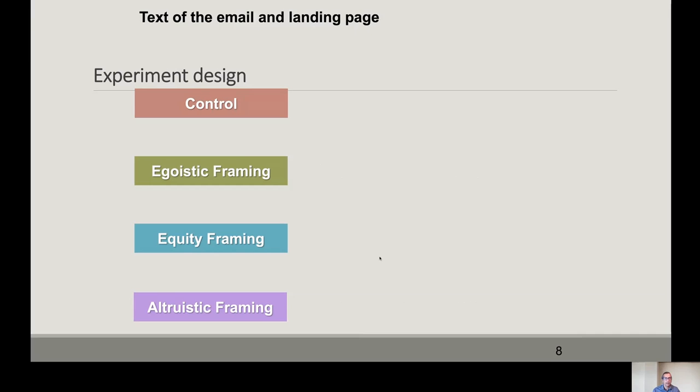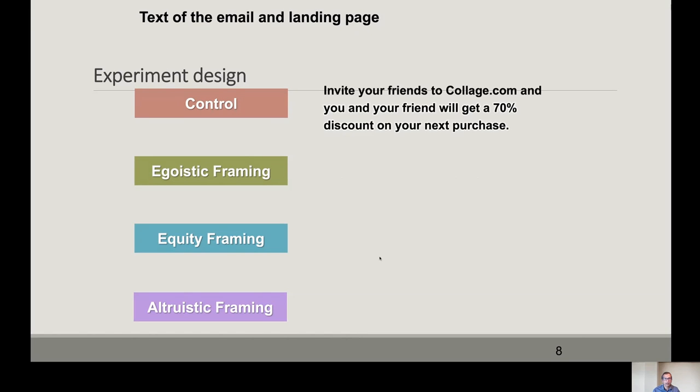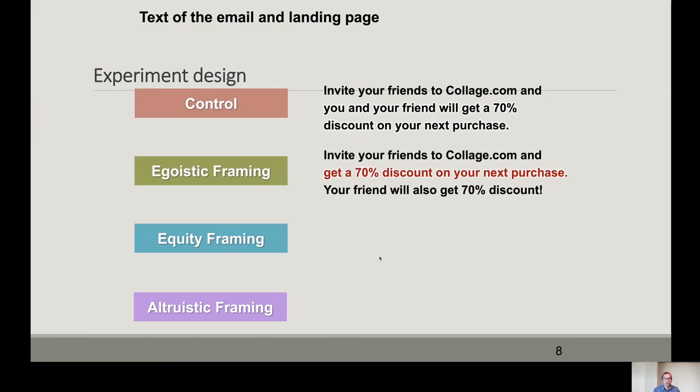So in terms of the text of the email and the landing page, the control group said, invite your friend to collage.com and you and your friend will get a 70% discount on your next purchase. Now you can see that no part of this text is actually highlighted. It is all the same. But when you move to the egoistic framing group, the email here emphasizes the part that you get a 70% discount on your next purchase.